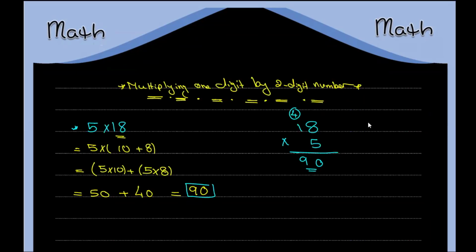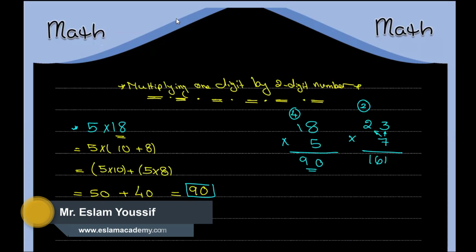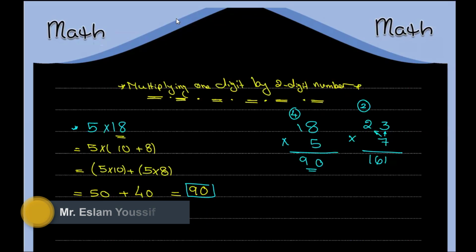Again for this one, 23 times 7. How can we multiply this one? I will start by multiplying 7 times 3, which equals 21. Write 1 and carry up 2. 7 times 2 equals 14, plus 2 equals 16. So that is the way of multiplication. If you didn't understand, please raise your hand.